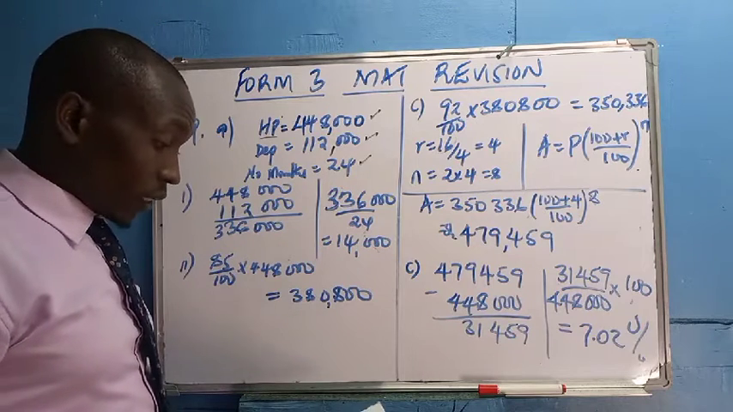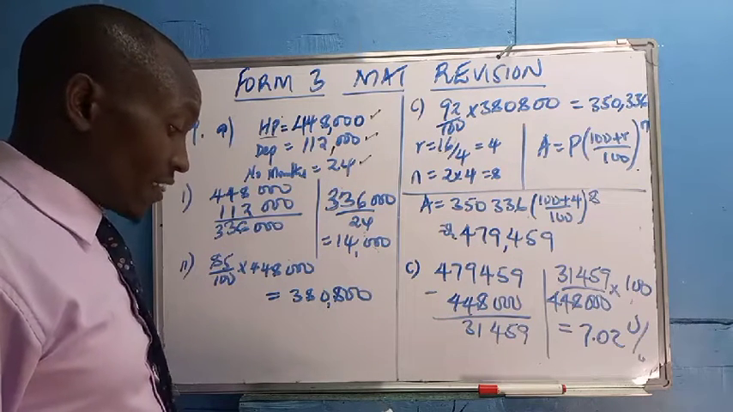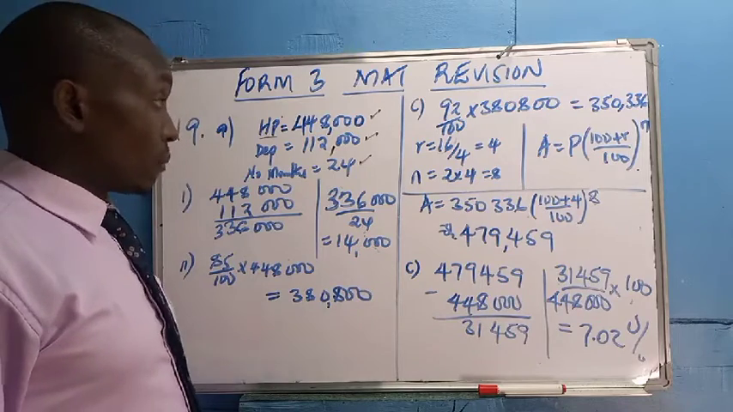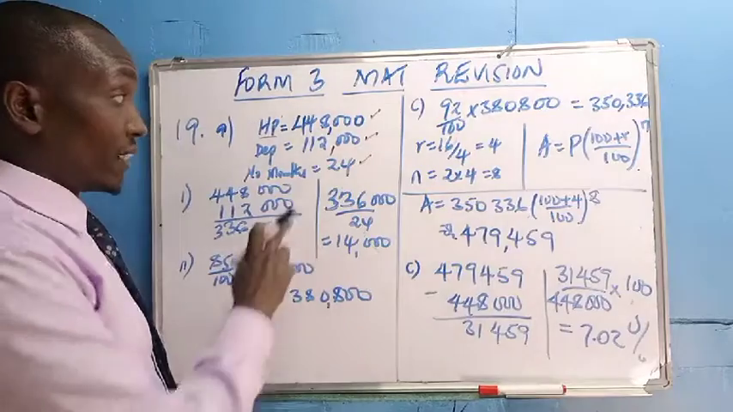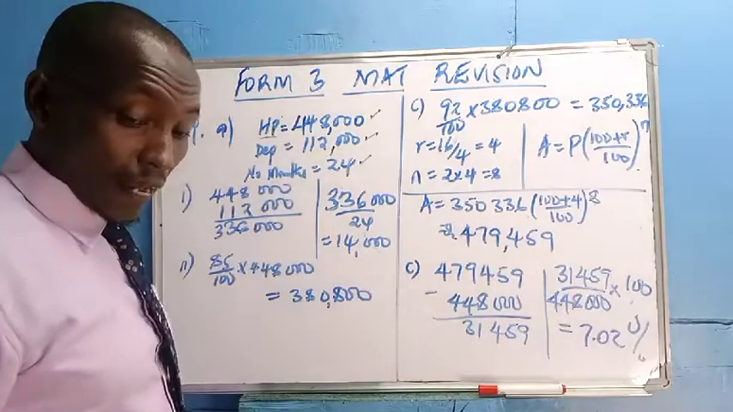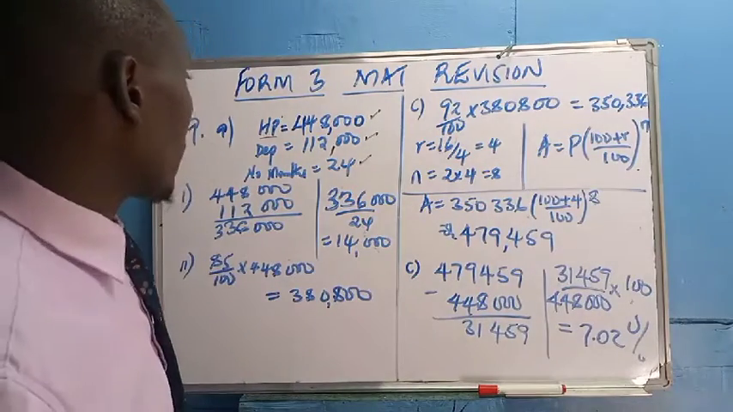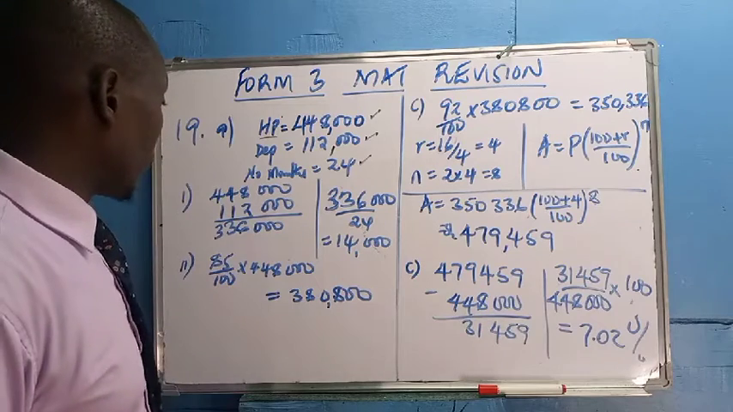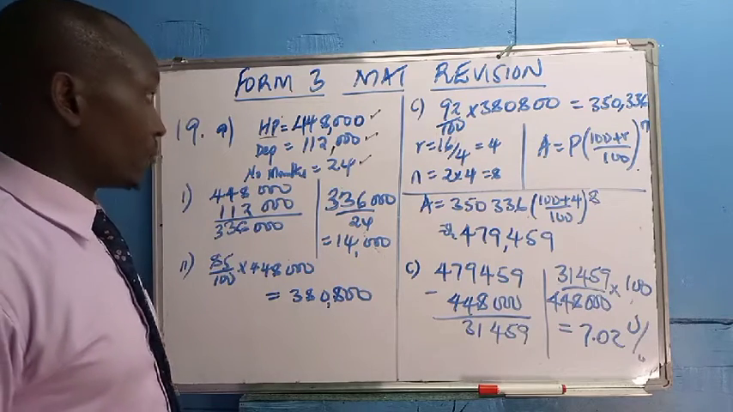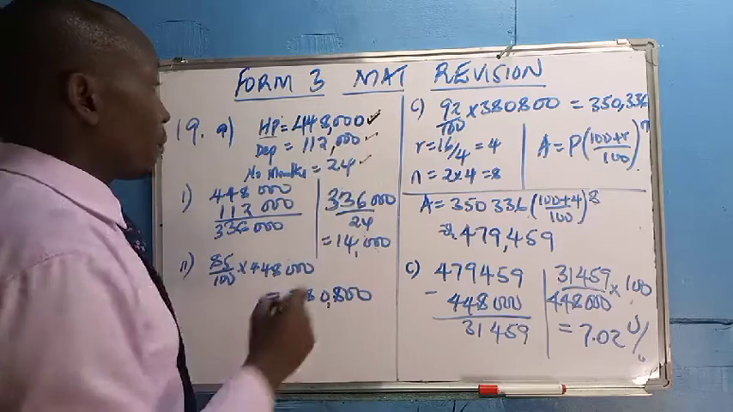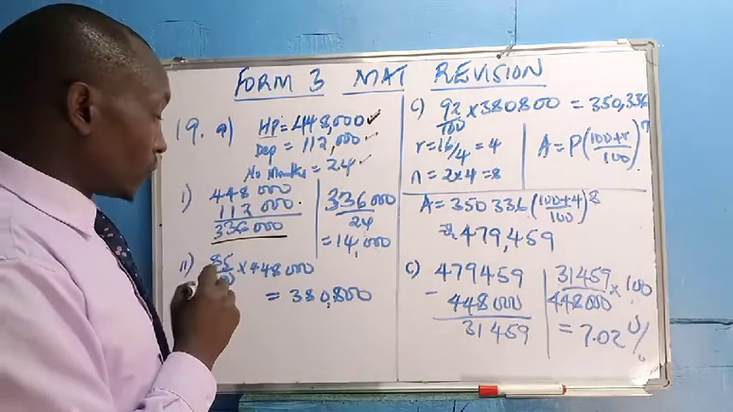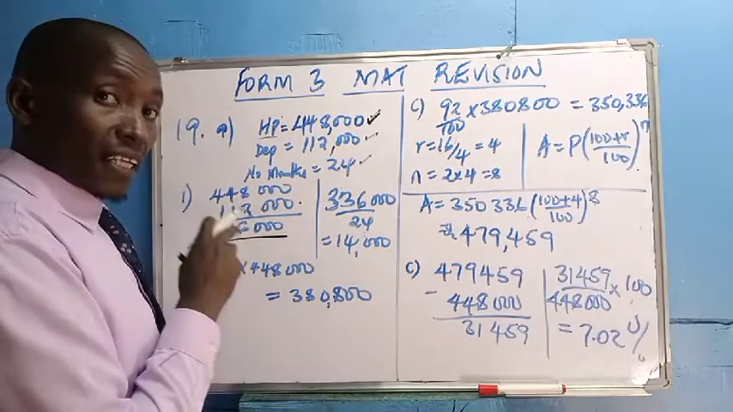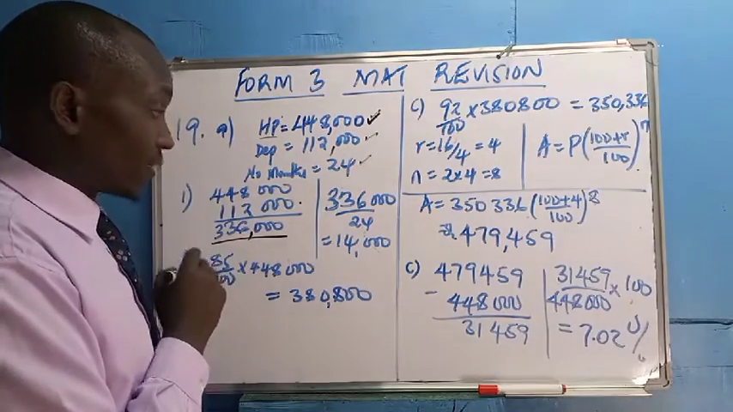So the question A, determine the monthly installments. Remember something else you're given, that the cash price is 15% less than the hire purchase price. Now, what exactly do we do? For us to get the monthly installment, the total hire purchase price, subtract the deposit. And what exactly do you get? The total monthly installments.